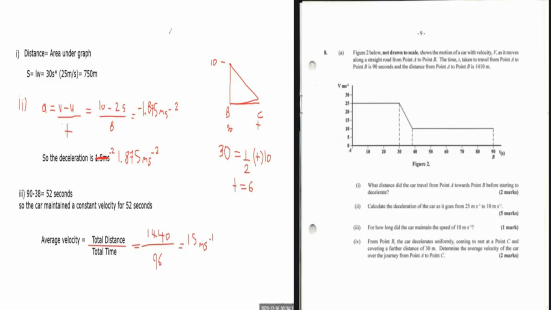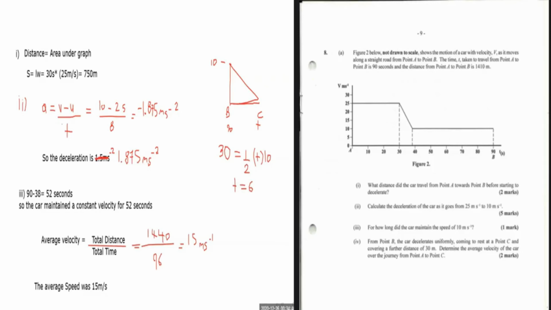So go ahead, write it down. Tell them the average speed was 15 meters per second. That was the average speed. Nice.